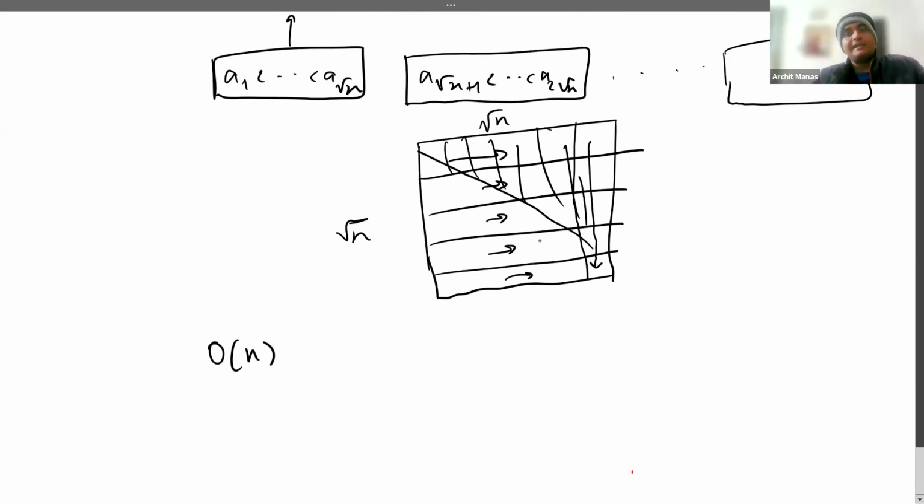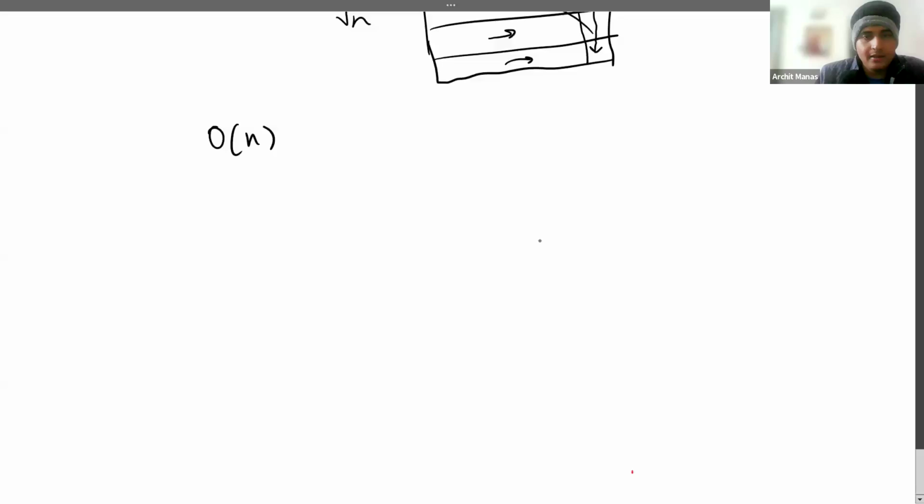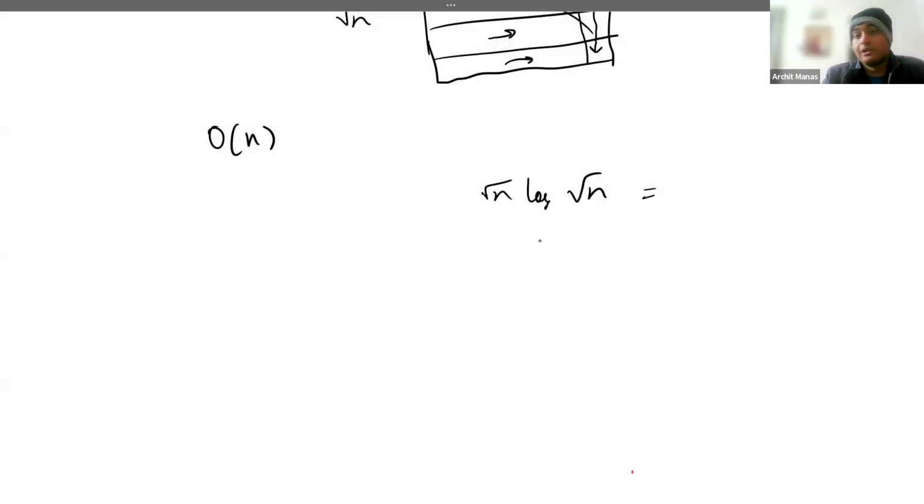Well, you only need to really sort the last root n elements, right? How many steps would the root n elements take? That only takes something like root n log root n. That's like root n log n. That is much better than n log n, by the way. This is smaller than n, always. In fact, for large enough n, this is just tiny compared to n.